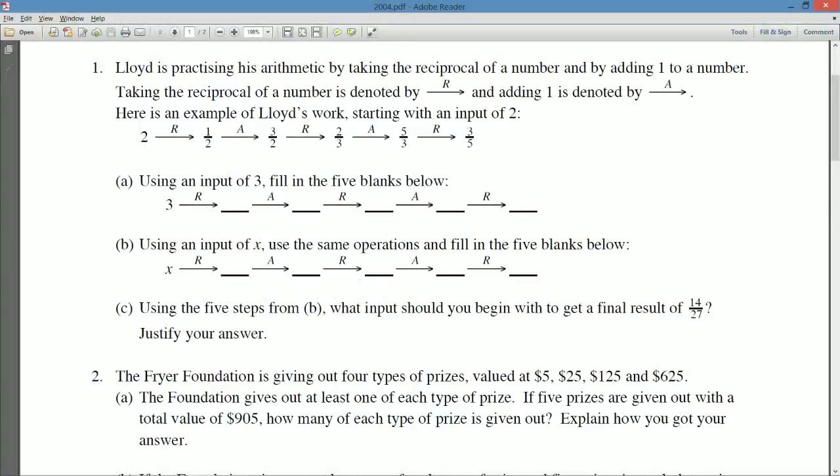Okay. B part. Using an input of x, use the same operations and fill in the 5 blanks below. So now we're not actually going to be doing computations we can do on a calculator. We're going to be doing algebraic manipulation. So we're still doing reciprocal, then add 1, reciprocal, add 1, reciprocal, but we're going to leave this input x in here.